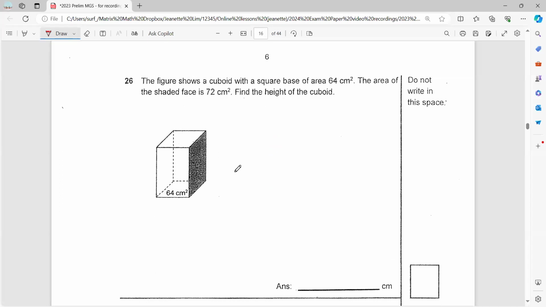Okay, question 26. Figure shows a cuboid with square base of 64. Area of the shaded face is 72. Find the height of the cuboid. Now, if the base is a square base, then we'll take 64 equals to 8 times 8. This is 8. This is 8. The shaded part is 72. So what is the height? So take the shaded rectangle, divide by the breadth, you get the height. 9.